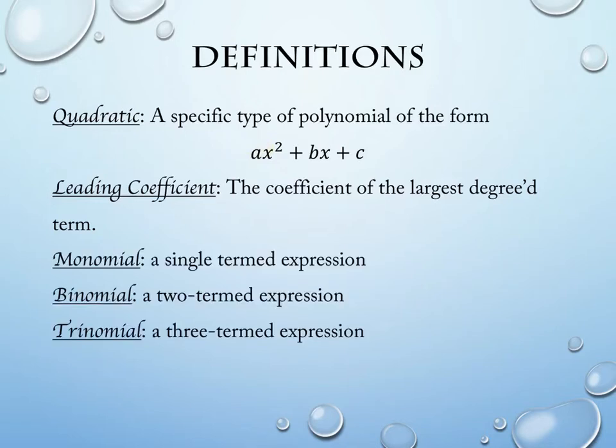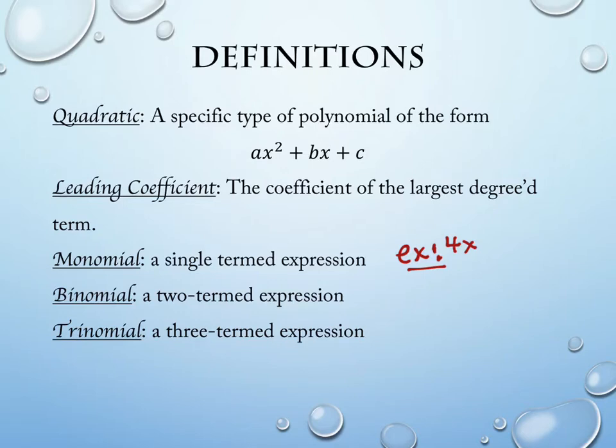Let's do a few more. A monomial is a single-termed expression. I gave an example of that earlier on the polynomial side. I wrote the example for x. So that's just an example. So what does it mean for it to be a single term? Well, it means there's no addition or subtraction separating it from another piece. That's what it really means.